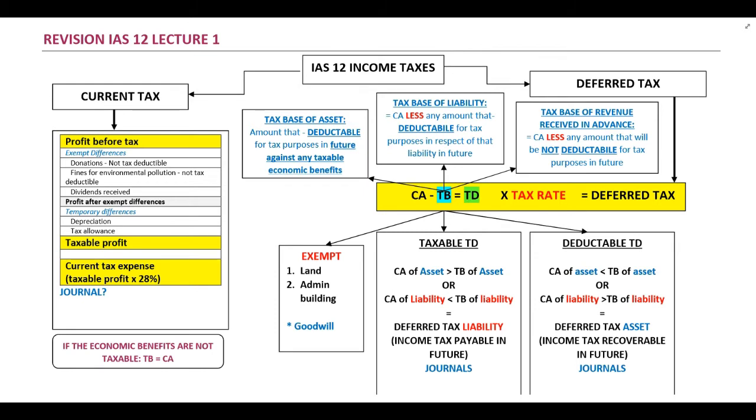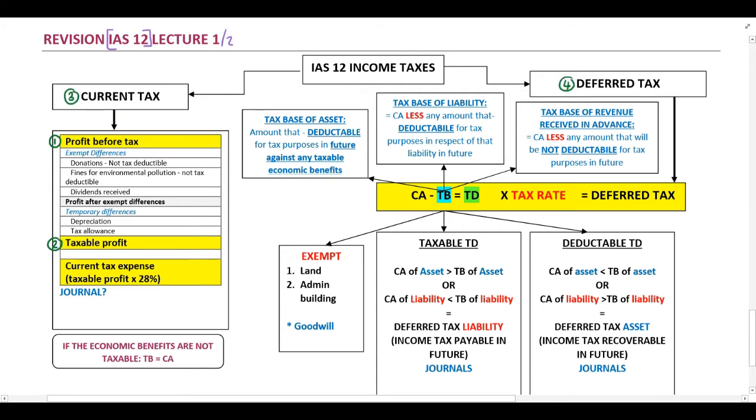Hi, welcome to our revision lecture 1 of 2 on IAS 12. The key elements to understanding IAS 12 is that you need to understand the difference when we look at accounting profit versus your taxable profit, and then current tax versus deferred tax.